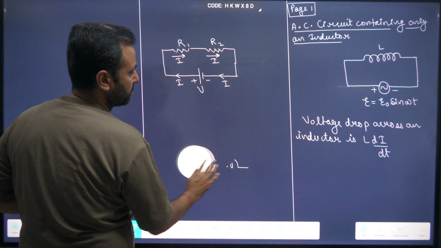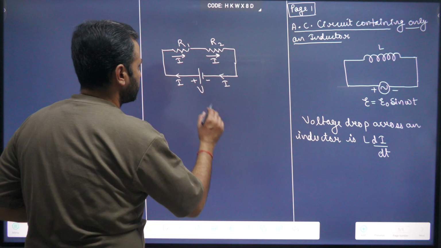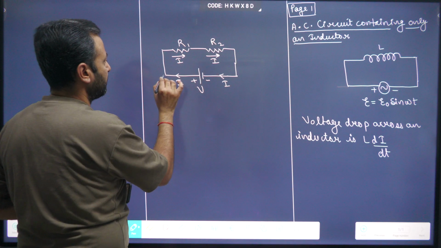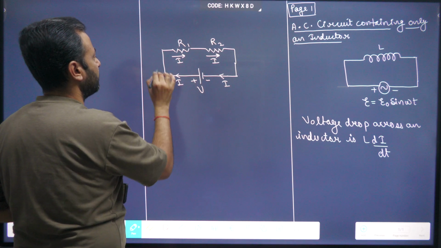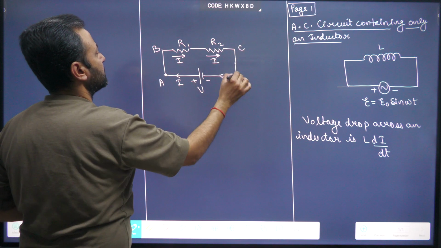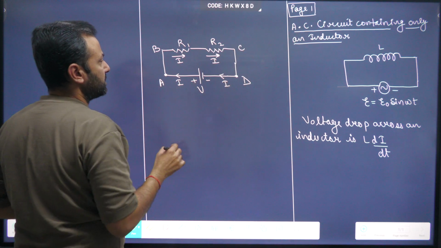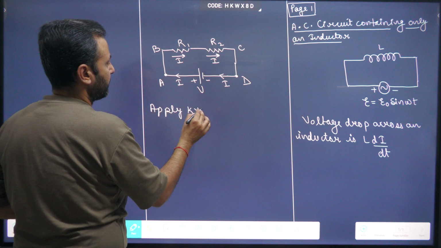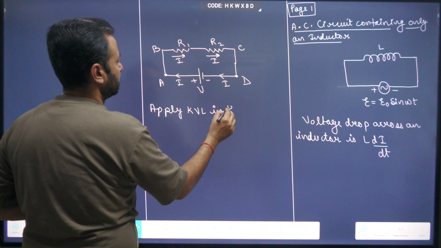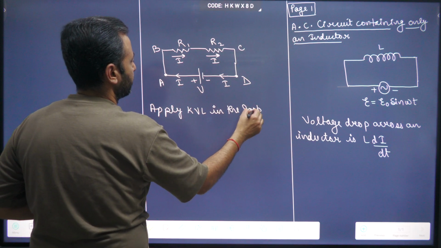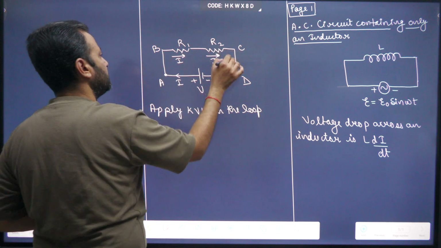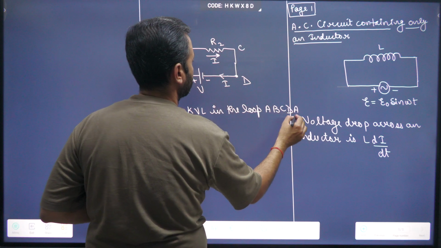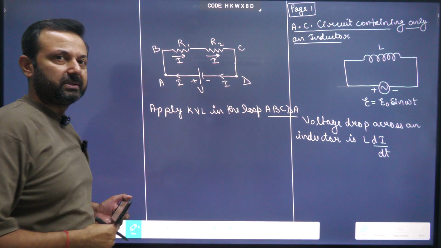So how do we apply Kirchhoff's voltage law, KVL? We always start from this point, or any point whichever you want. If I say that I am starting from this point, this is A, B, this one is C, this one is D, and this one is A. So if I say like this, apply KVL in the loop A, B, C, D, A.